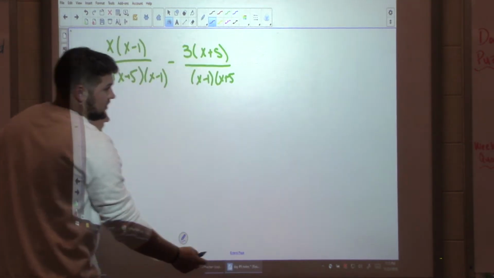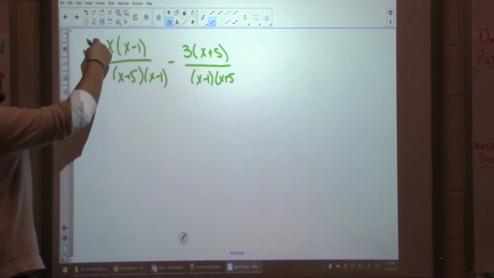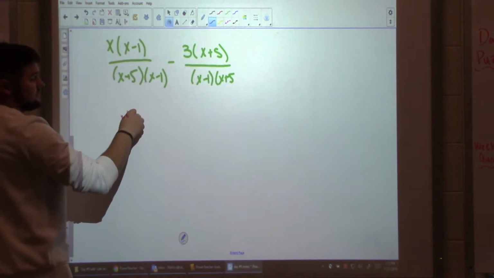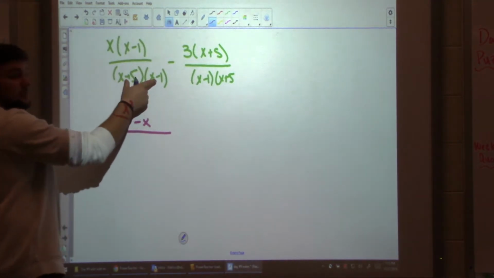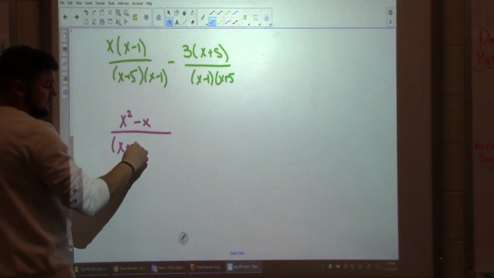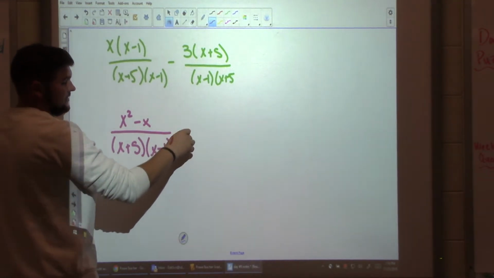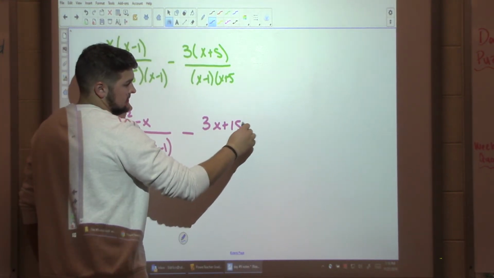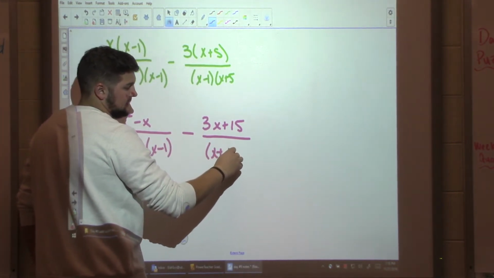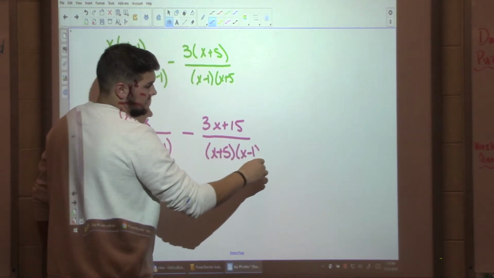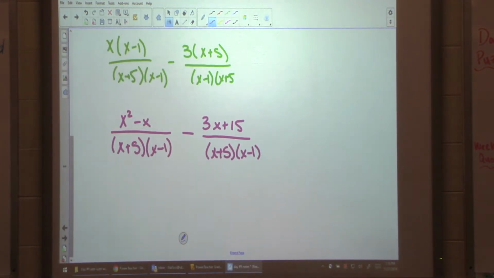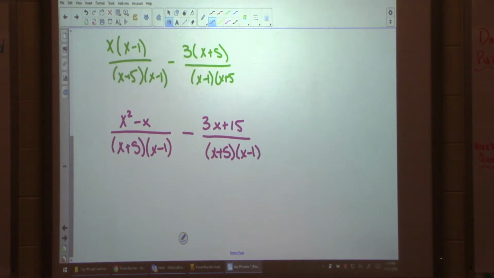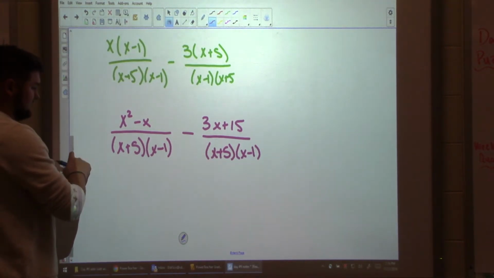Okay? So here's what I'm going to do. I'm going to distribute on top: x squared minus x over, and I'm leaving my denominator, x plus 5 times x minus 1. Minus 3x plus 15 over, leave your denominator. I'm going to rearrange them. I can arrange them in any order I want when I multiply, so I'm just going to rearrange them so they look the same. You don't have to, but I like to. Alright. Then I can do my subtraction.